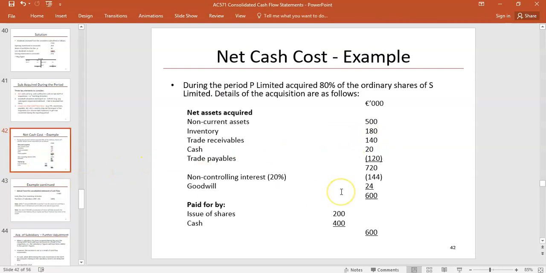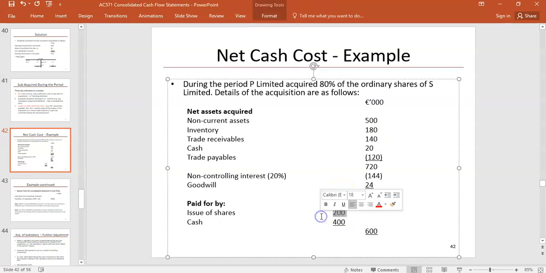What you don't put in here is the 200. It is not a cash outflow, because you're not paying cash, you're paying in shares. Where that 200 will go, and you'll see in the bigger questions, is to help explain the parent's movement in share capital. What you should see is share capital and share premium going up by 200. That'll help explain that. It should also help explain the movement in goodwill. Goodwill should now be 24 higher, ignoring everything else.